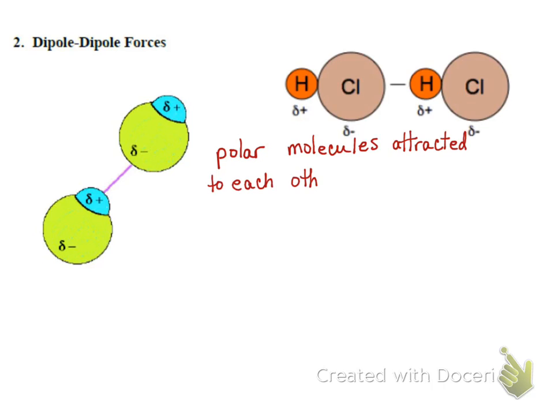So examples are HCl up here, where the negative chlorine is attracted to a hydrogen on a nearby molecule. And this is drawn with a line, but it is not a bond. It's an attractive force. Sometimes we draw the attractions with dotted lines to show that they are not bonds. So the delta plus is attracted to the delta minus next door.